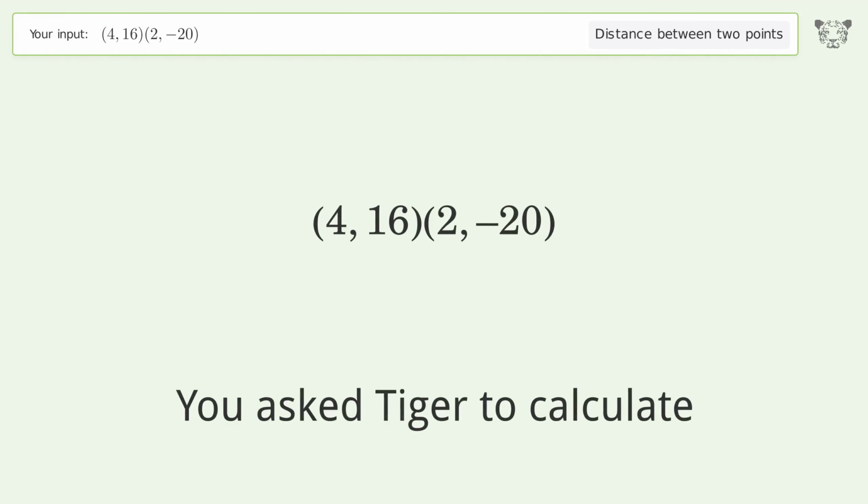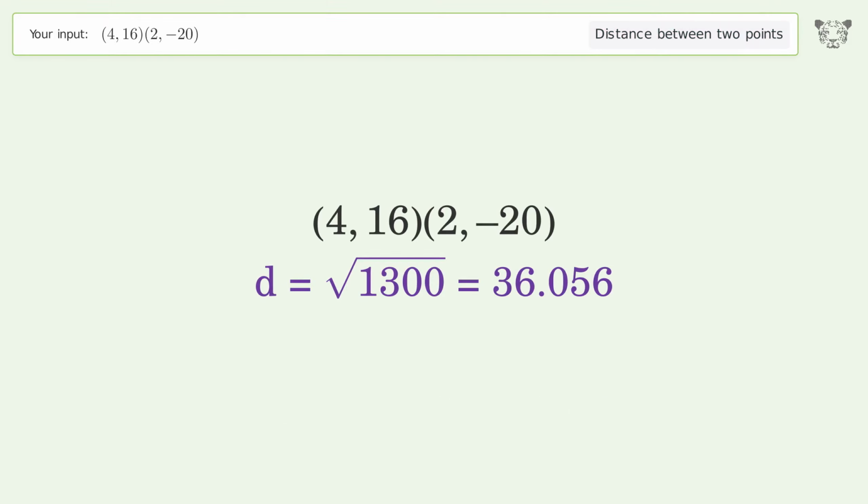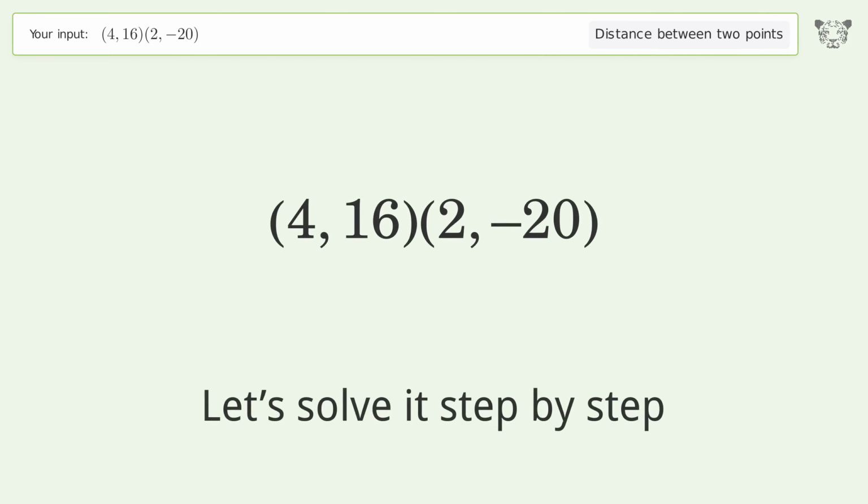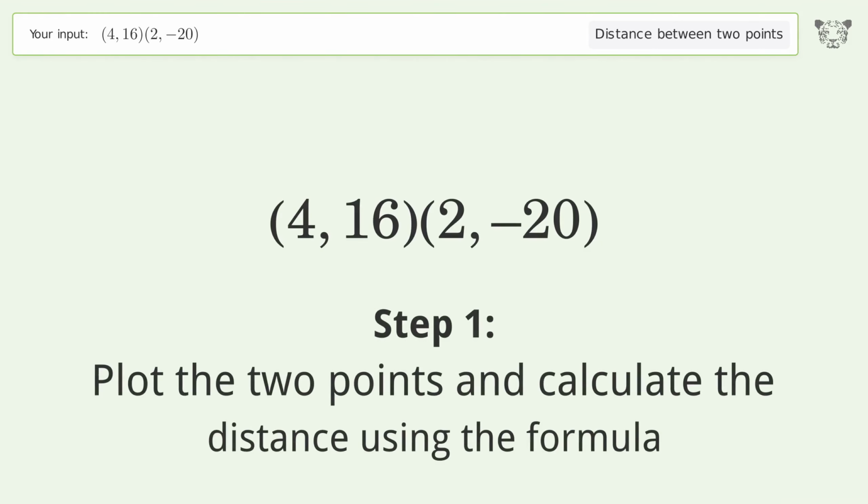You ask Tiger to calculate. This deals with the distance between 2 points. The distance between the 2 points is the square root of 1,300, or 36.056. Let's solve it step by step. Plot the 2 points and calculate the distance using the formula.